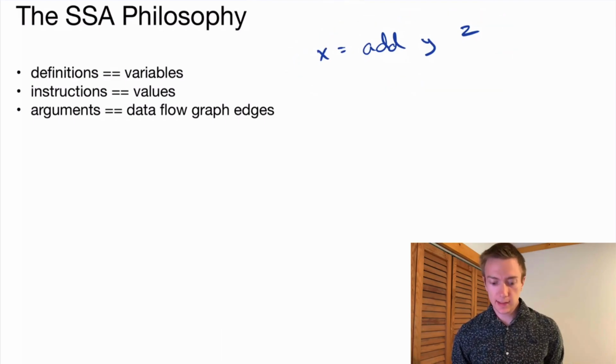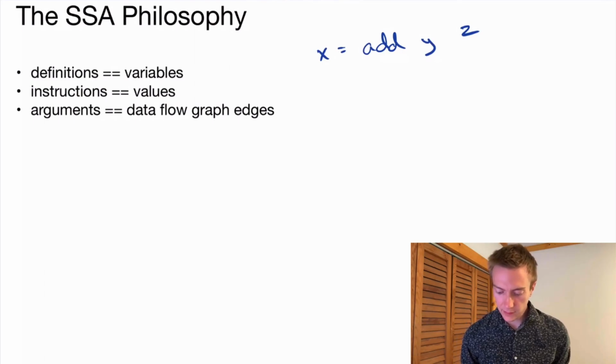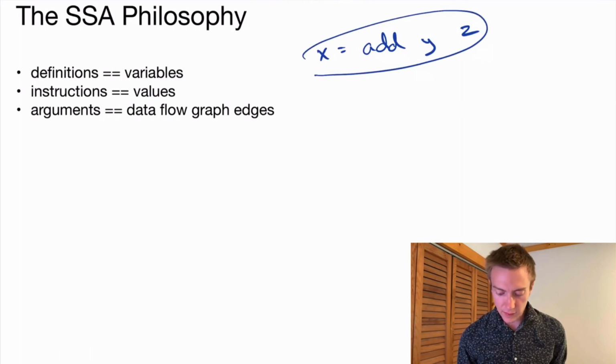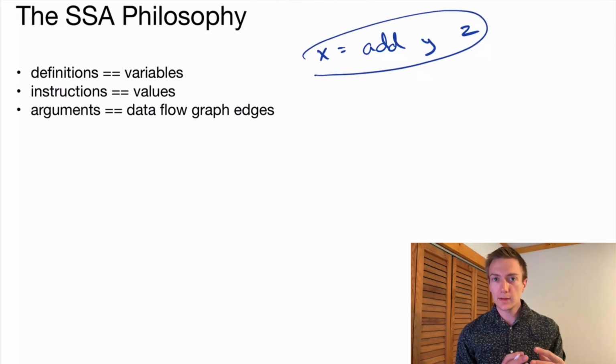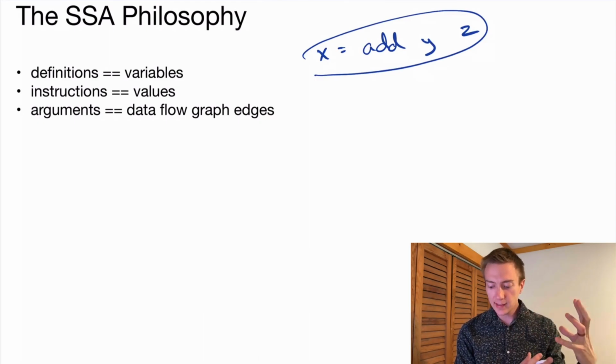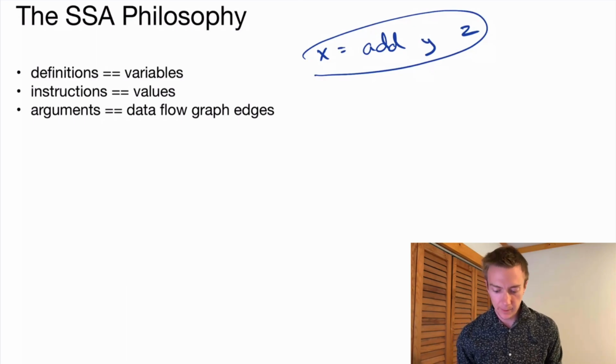A consequence is that you can think of instructions as static values. If you think back to implementing local value numbering, we used to have to think of values as being abstracted away as something that instructions compute. But now values can be thought of as instructions themselves. That is, this whole thing is the canonical source for the idea of adding together two other values, y and z.